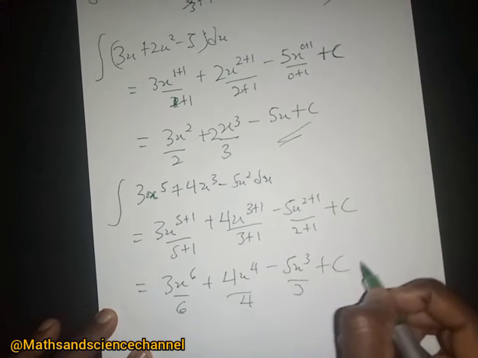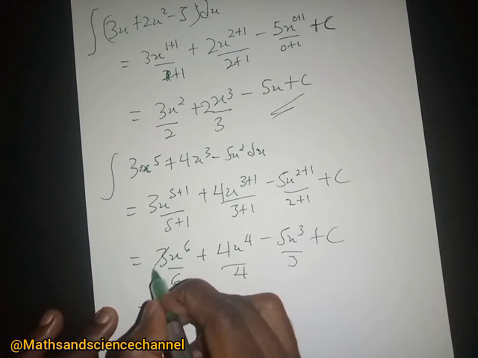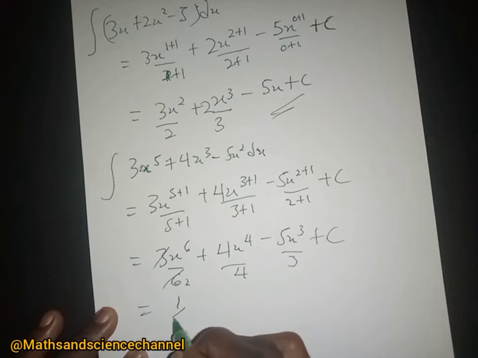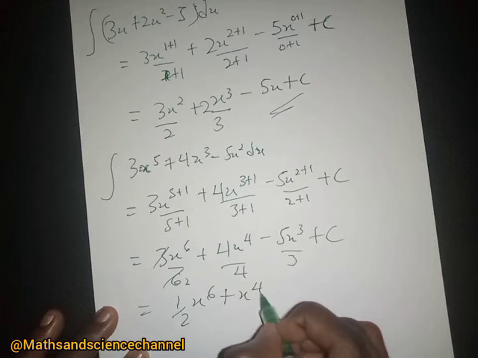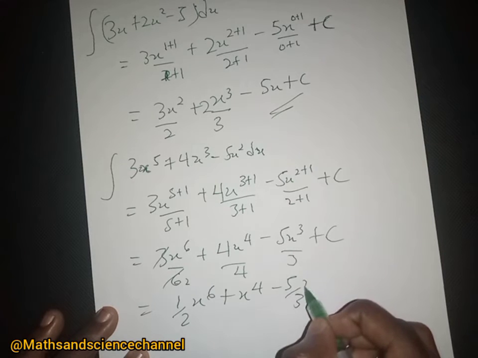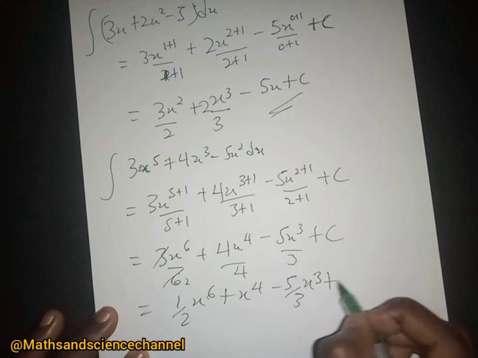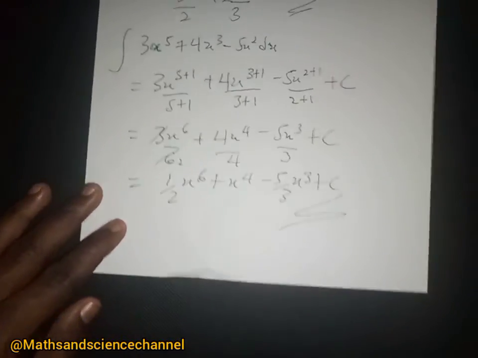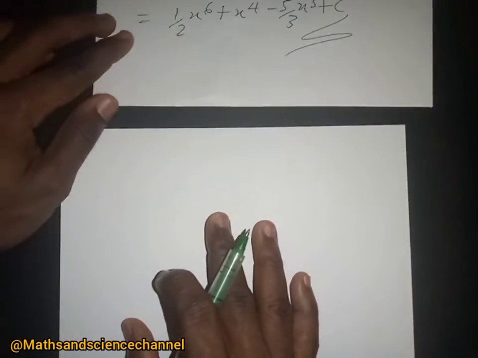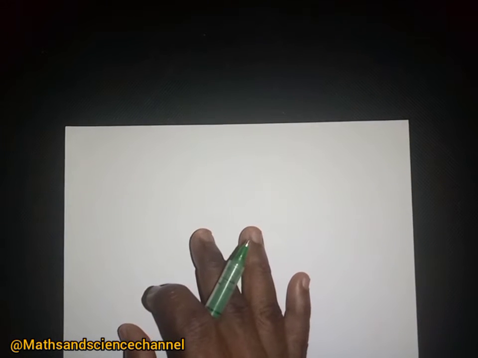plus c, and this will be equal to, this cancels that, we have 2, so we have 1 over 2 s to the power 6, then plus s to the power 4, then minus 5 over 3 s cubed plus c, right? Okay, so we can still do more, we can have more integration. So let's look at more integration here.